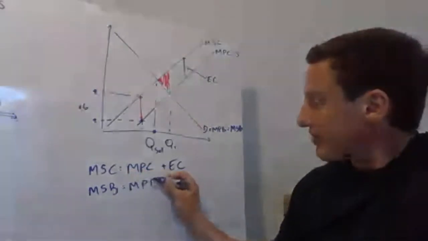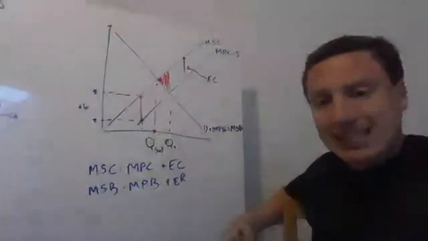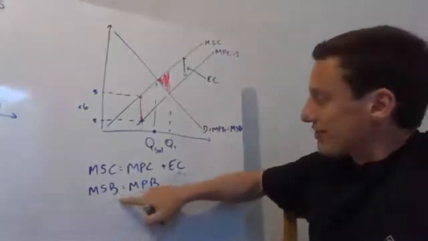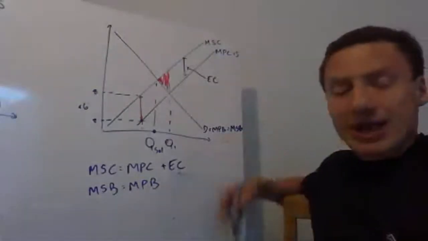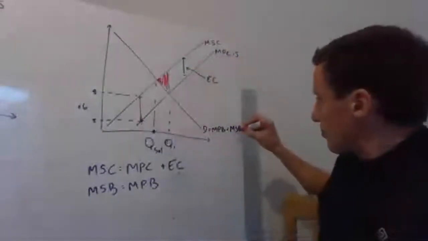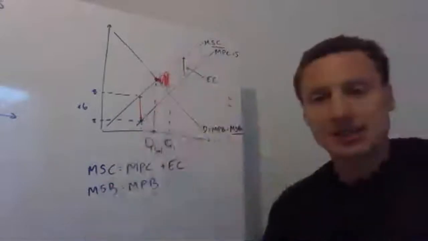They're just private benefits plus the external benefit. But if the external benefit is 0, like we just said, then the social benefits just equal the private benefits. So that line stays the same. So we find the socially optimum level where the social benefits and the social costs intersect.